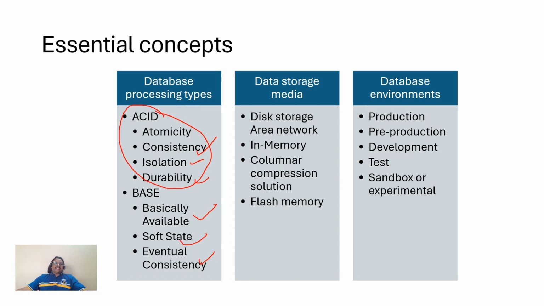Then the next is the data storage media: the disk storage area network, in-memory, columnar compression solution, flash memory. Disk storage area network, SAN, provides high speed reliable storage for enterprise databases. In-memory, data is stored in RAM for ultra fast processing in in-memory databases. Then columnar compression solutions give efficient storage for analytical workloads by compressing data columns.